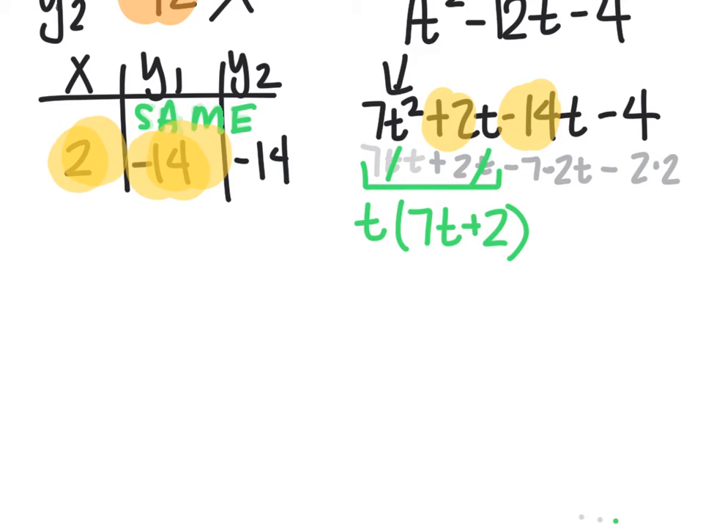And then I'm going to bring down this minus sign, because I always bring down whatever sign's there in the middle. And I look at this next grouping: 7 times 2t minus 2 times 2. Well, they both have a 2 in there.